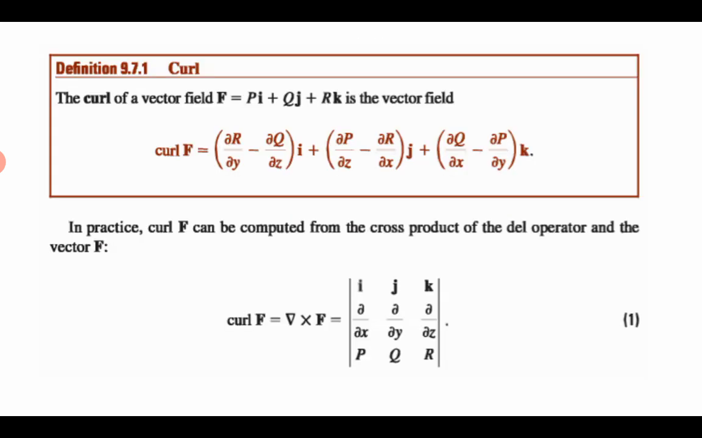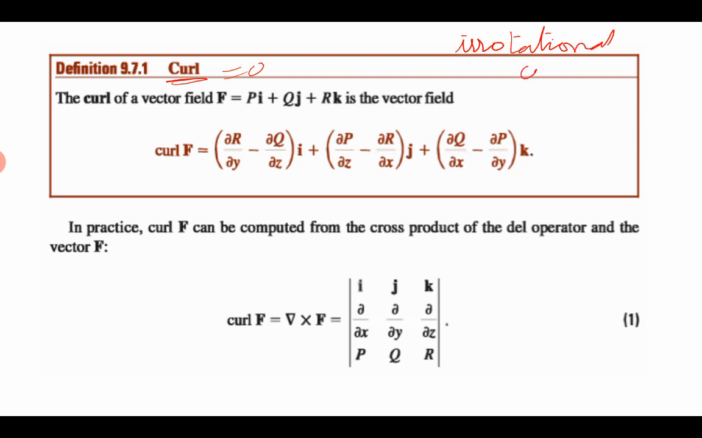Okay. Now let's see curl. In other words, you can say it's a rotation. If you find a curl and you end up with some positive answer, you say the vector field has some rotation. If the curl is 0 for any vector field, then it says the vector field is irrotational.